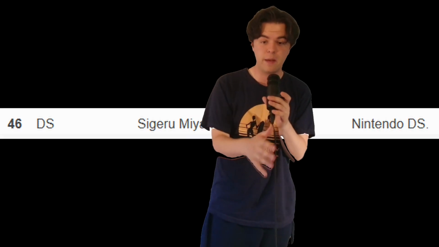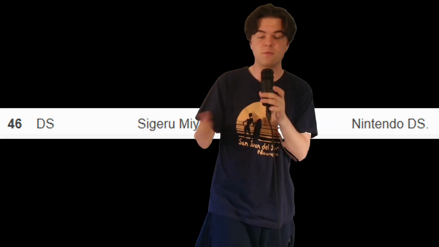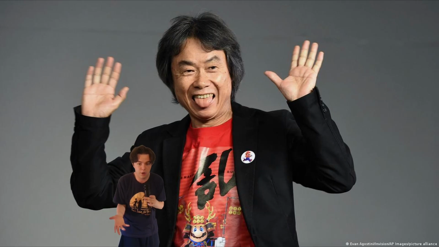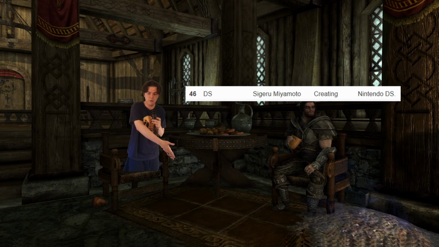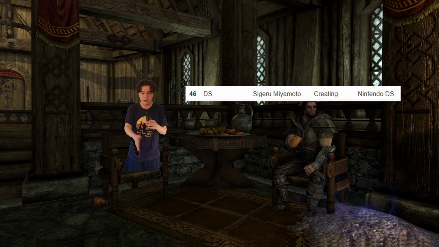Don't look up a person. It doesn't have to match, right? For example, my 46 is DS. What do you think of when you think of the DS, right? You think of Mario, in my opinion. I thought of Shigeru Miyamoto, the guy who made Mario, even though he didn't make the DS. So for 46 DS, I have Shigeru Miyamoto creating DS.